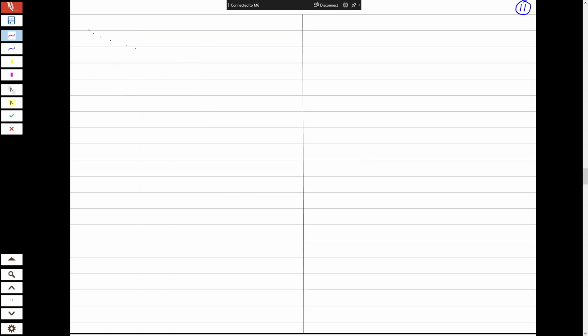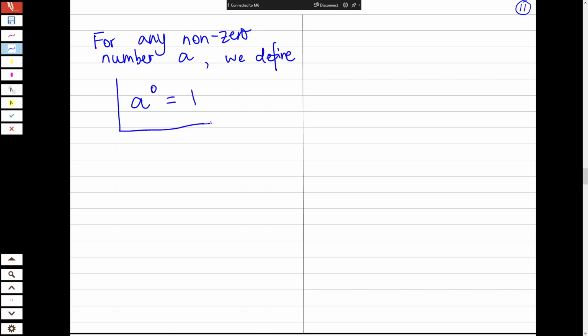No, that's okay. All right, so write this down. For any non-zero number, you should write this in your reference notes if you haven't already. If I take any number and take it to the power of 0, the answer is going to be 1.